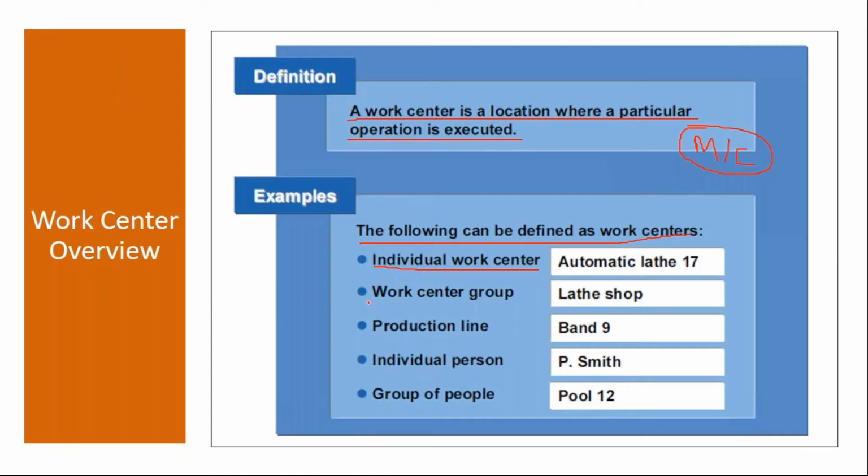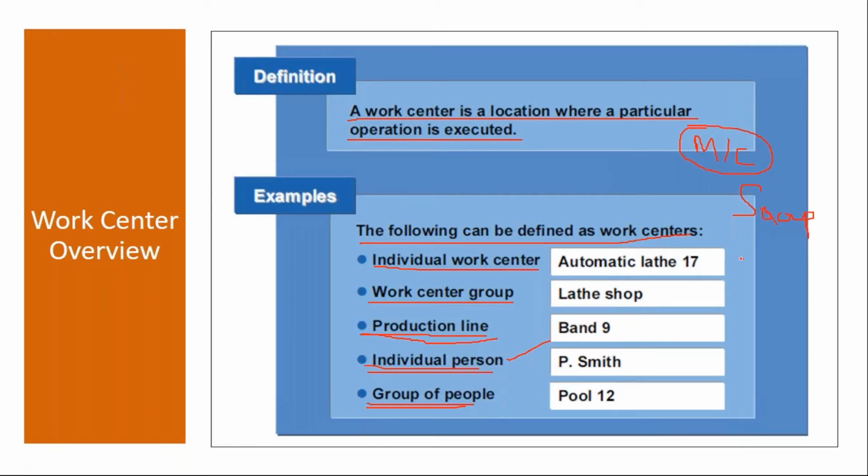Sometimes a group of machines also can be called a work center, or an entire production line can also be called a work center, or an individual person, one single person, or even a group of people are also termed as work centers. I'll tell you why an individual person is called a work center. Suppose in your company you are doing only repacking. Suppose you receive soaps. Let's say you are working for a soap industry. You have soaps. Now what do they do?